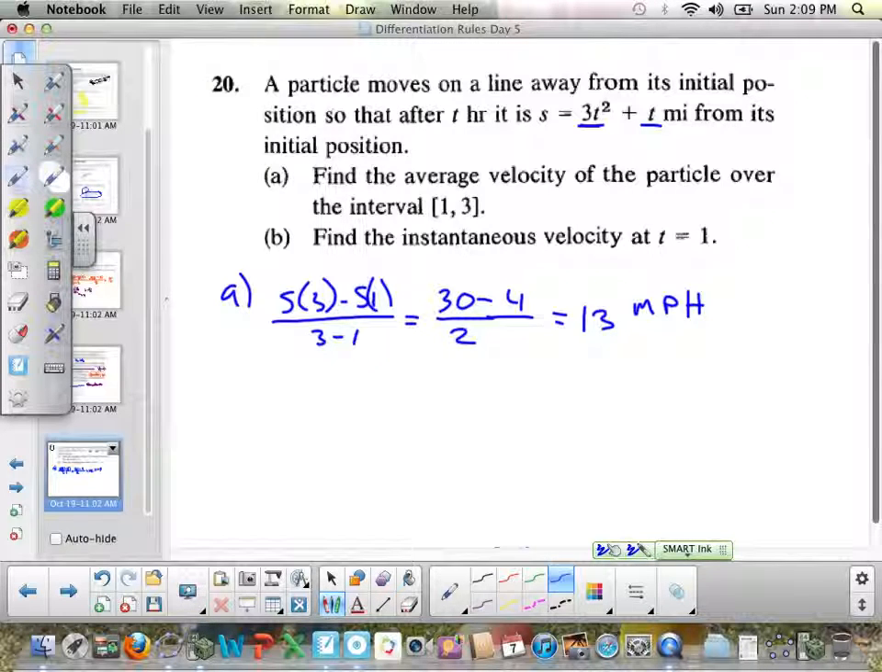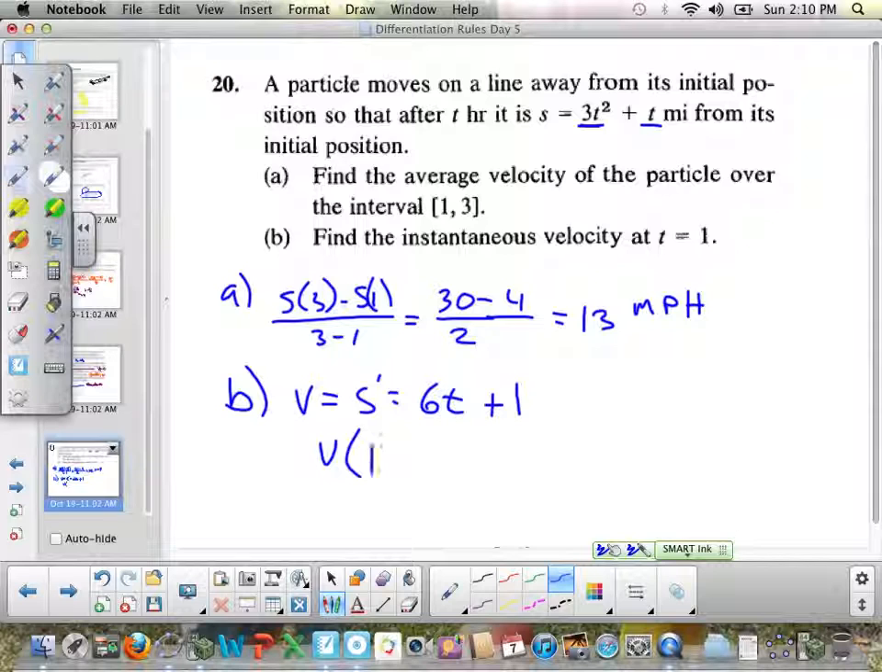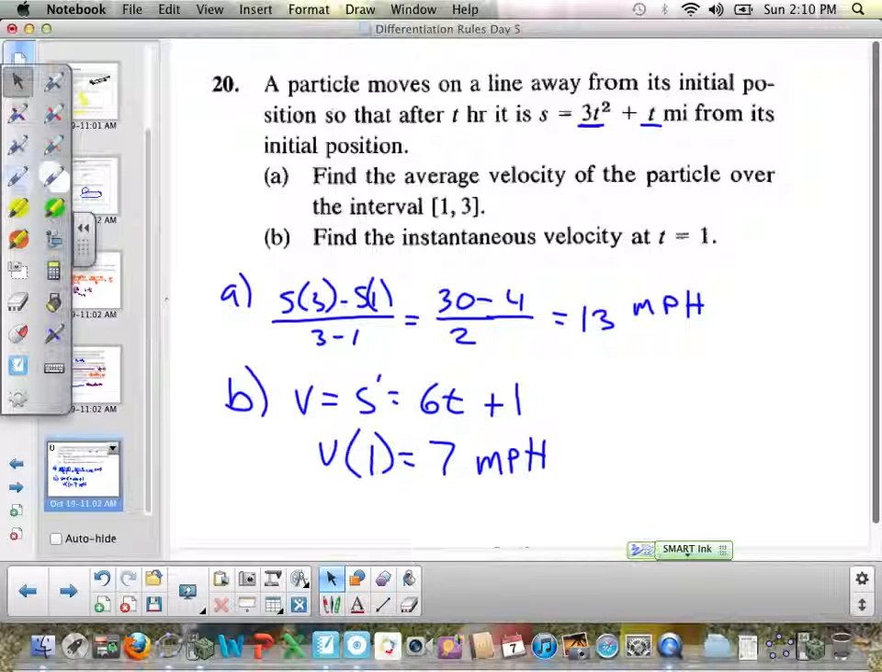For part B, find the instantaneous velocity at t equals 1. Instantaneous velocity is the derivative of position. So that would be 6t plus 1. So at time t equals 1, our velocity is 7 miles per hour.